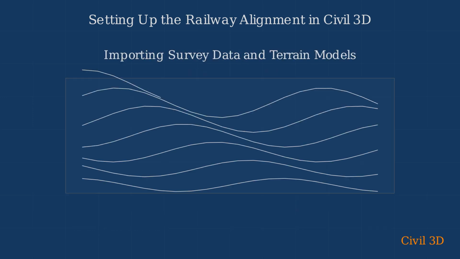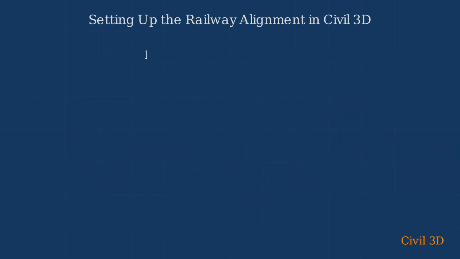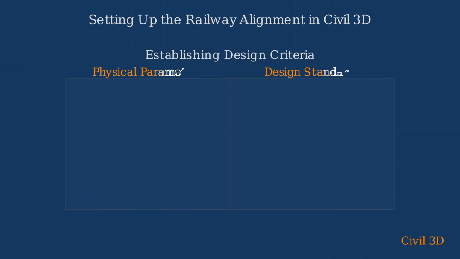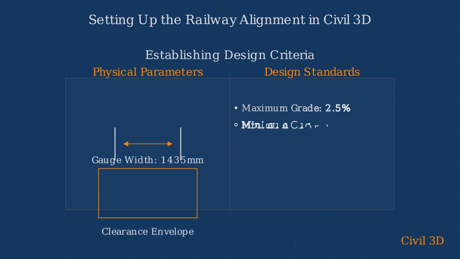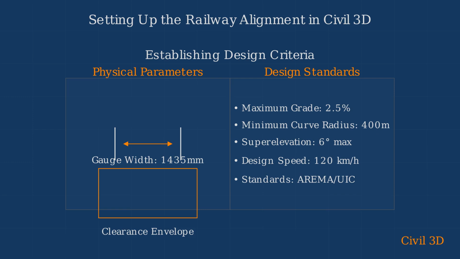You can import survey data or existing terrain models into Civil 3D using formats like LandXML, DEM files, point clouds, or GIS data. Before designing your railway alignment, you need to establish design criteria. These include physical parameters like gauge width and clearance requirements, as well as technical standards that govern the design.